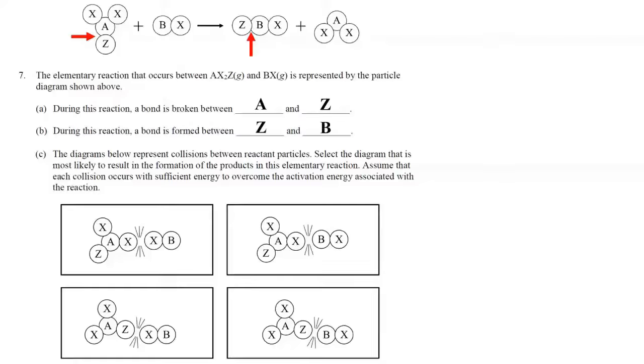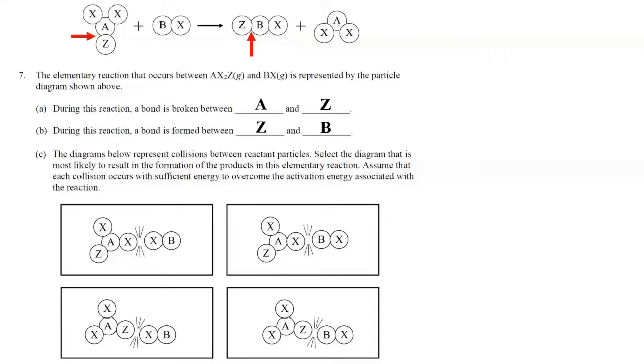Part B, during this reaction, a bond is formed between, and if I compare the molecule BX on the left with the molecule ZBX on the right, I can tell that a bond is formed right here between atoms Z and B. Part C, the diagrams below represent collisions between reactant particles. Select the diagram that is most likely to result in the formation of the products in this elementary reaction. Assume that each collision occurs with sufficient energy to overcome the activation energy associated with this reaction.